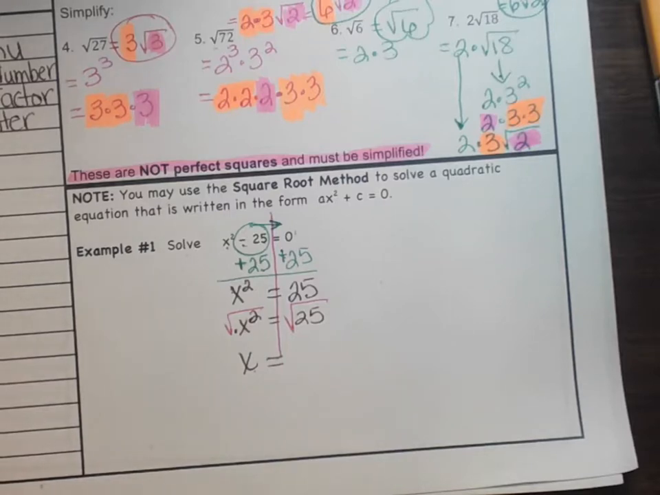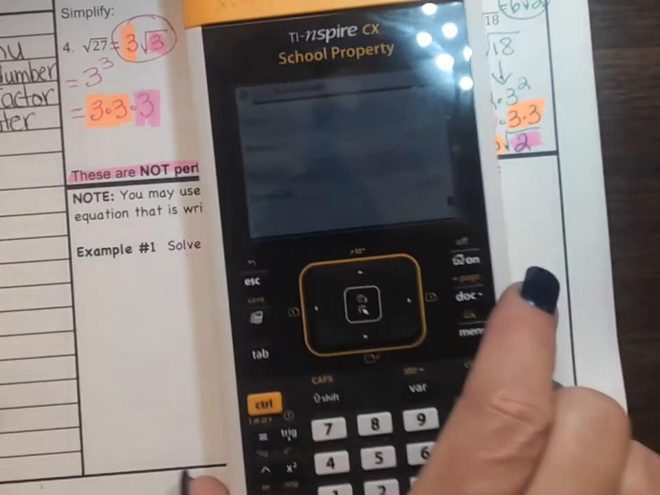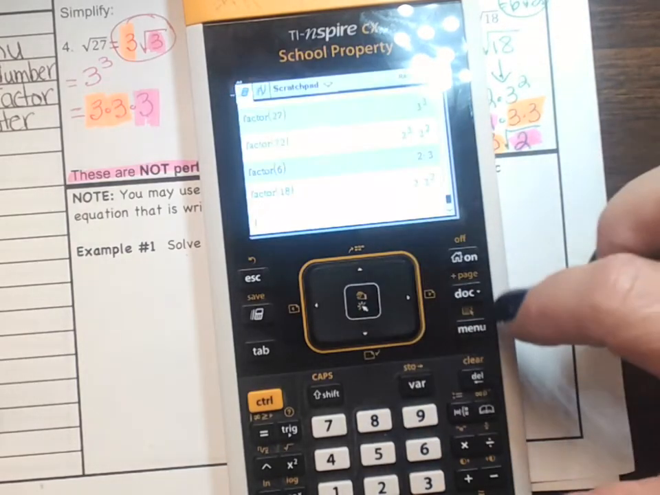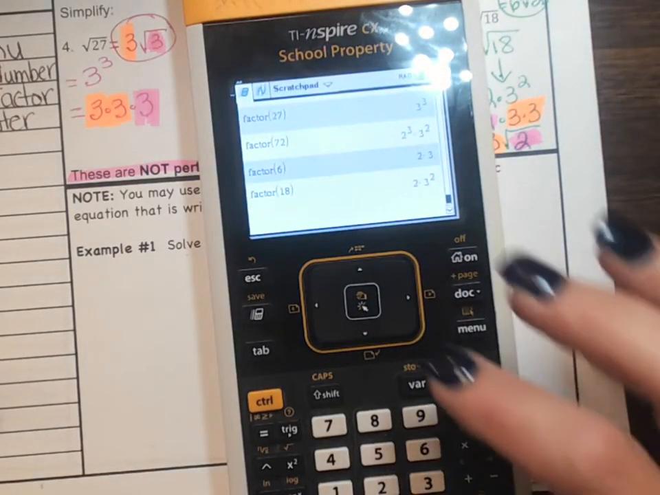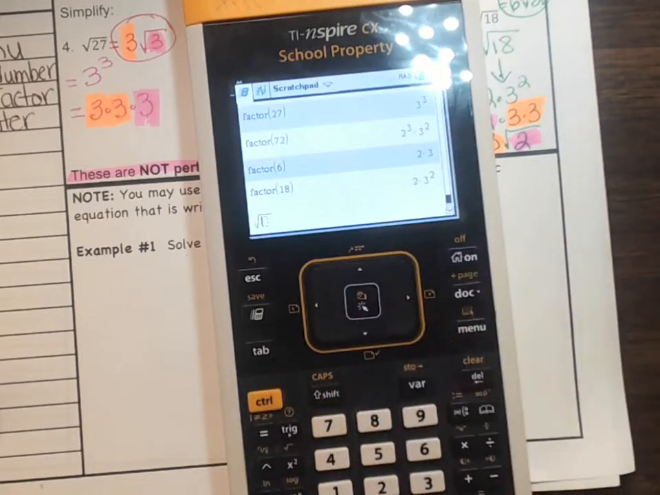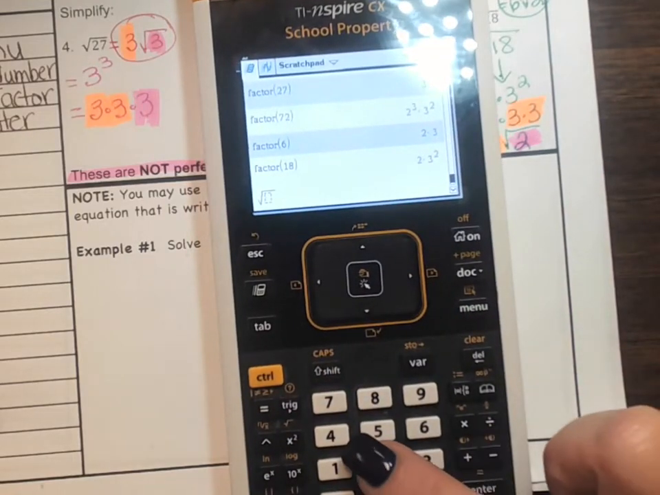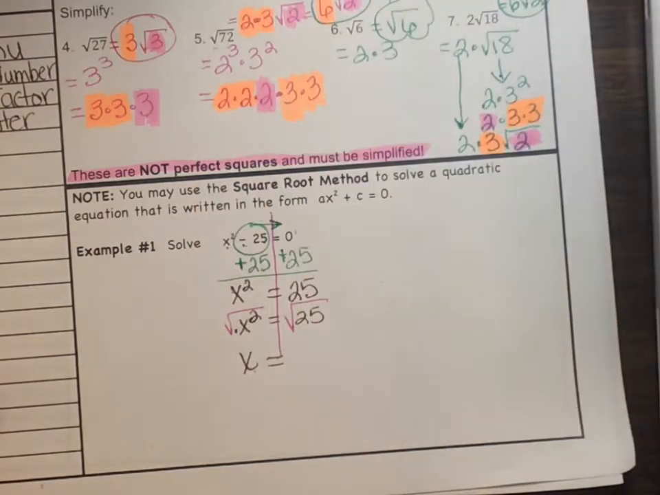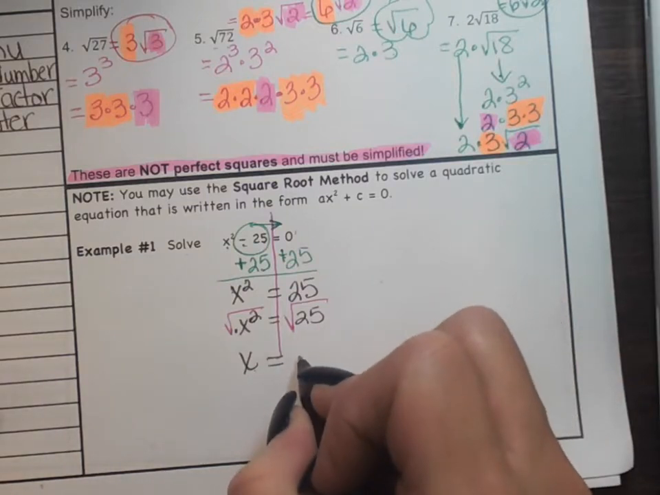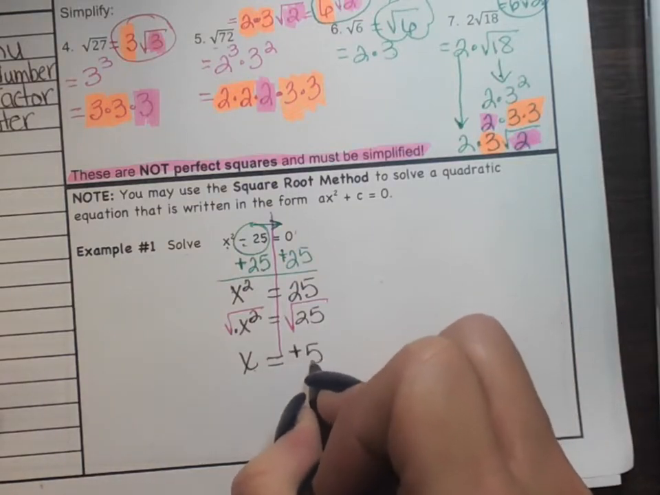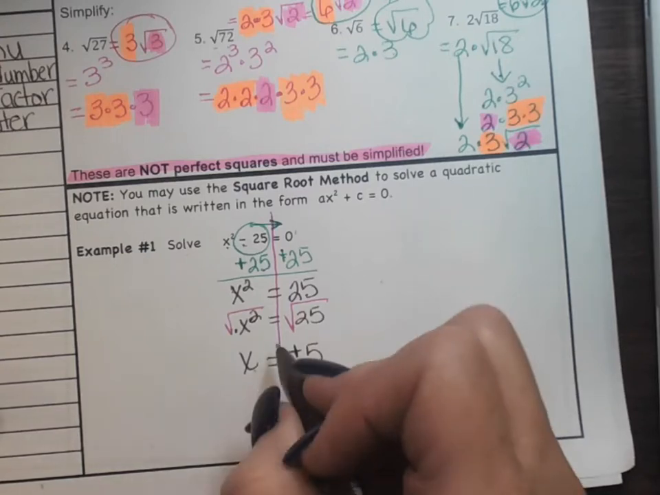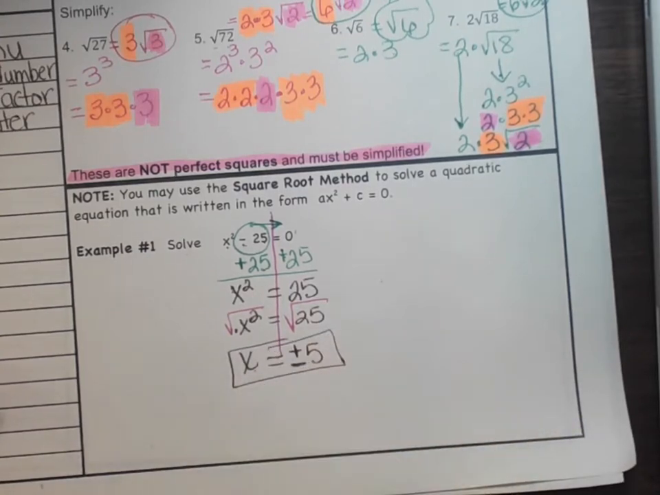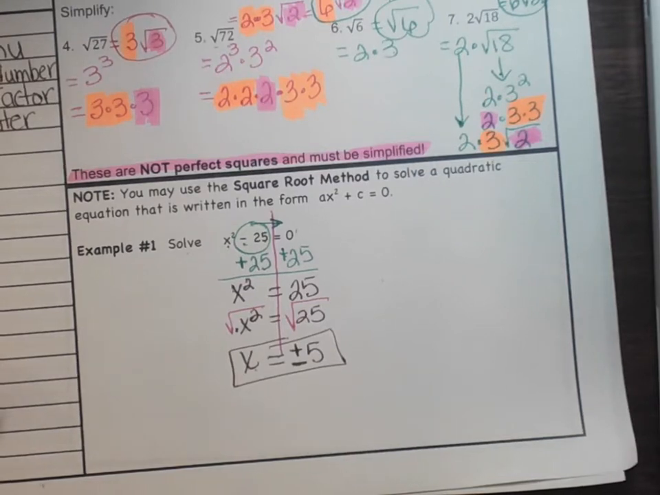Well, first of all, I have to determine, is it a perfect square or not? So I'm going to go to my calculator. I'm going to turn it on. I'm going to go to calculate, and I'm going to do control x squared. The square root comes up, and I type in 25. Enter, and it gives me 5. Therefore, 25 is a perfect square. So the square root of 25 is positive 5 or negative 5. So the x value for the square root of 25 is 5 or negative 5.